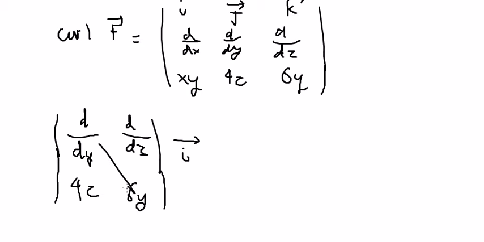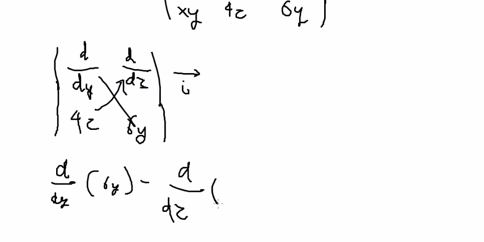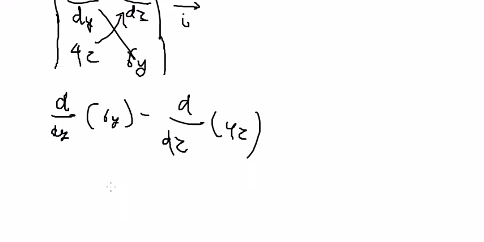This one multiplied with this one, and this one multiplied with this one. So you get d over dy of 6y, and we have minus d over dz of 4z. In this situation, you get 6 minus 4, and you get 2i.